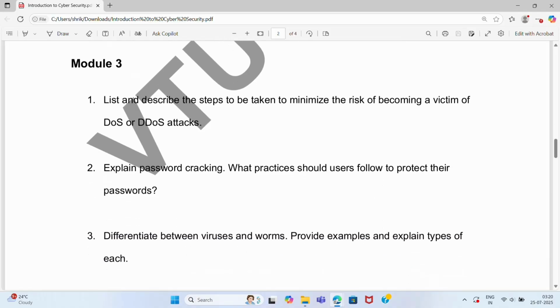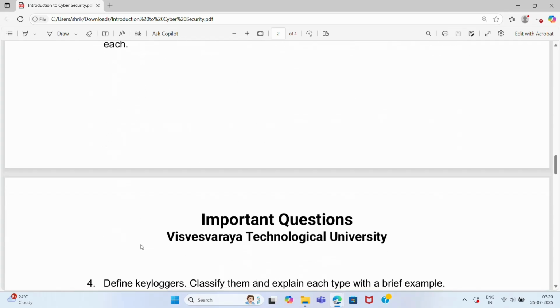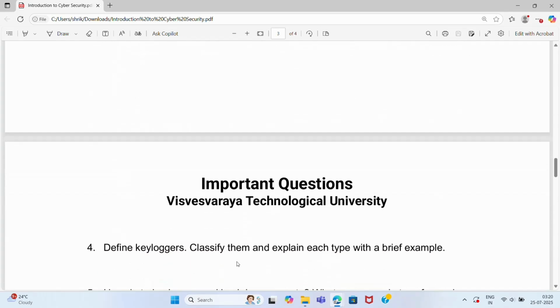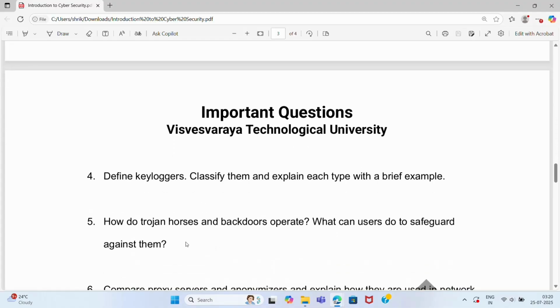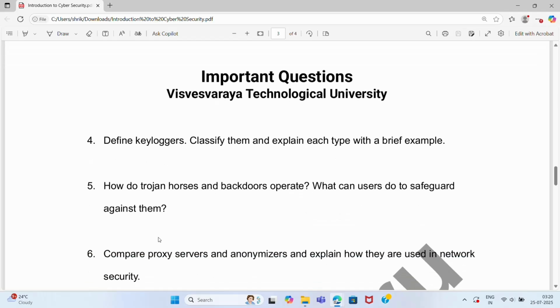Differentiate between viruses and worms. Provide examples and explain types of each. Next question, define keyloggers, classify them and explain each type with a brief example. How do Trojan horses and backdoors operate? What can users do to safeguard against them?